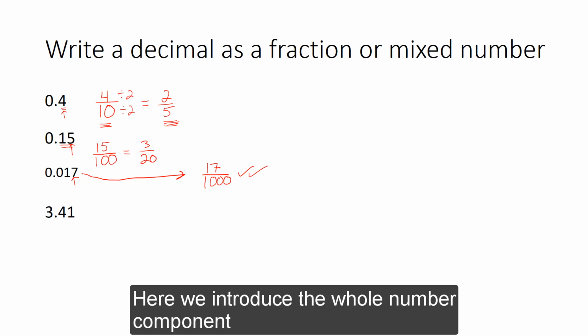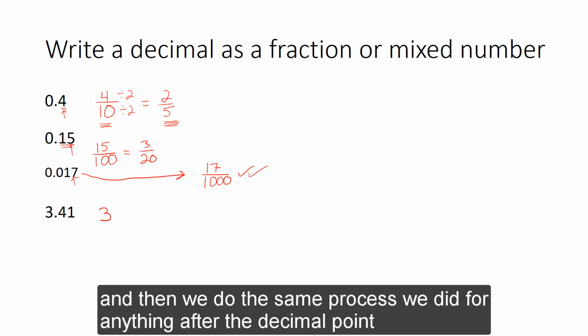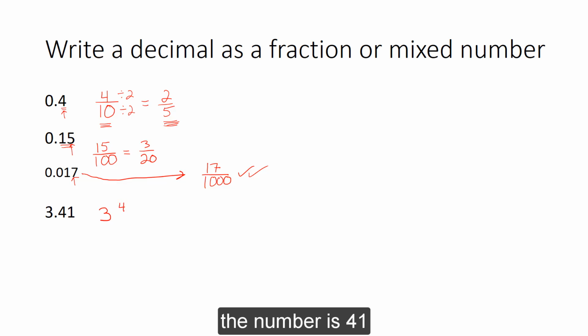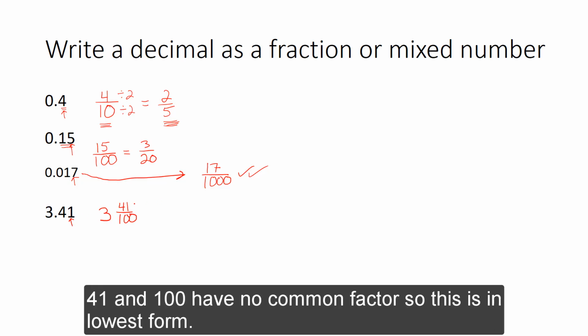Here we introduce the whole number component, and we leave it as a whole number, so the 3 would be repeated, and then we do the same process we did for anything after the decimal point. The number is 41 over its place value of the last digit, which is in the hundredths. 41 and 100 have no common factors, so this is in lowest form.